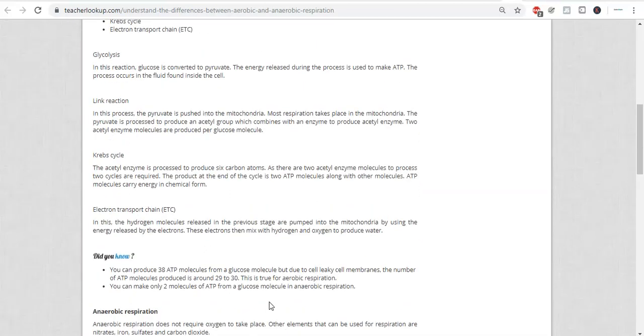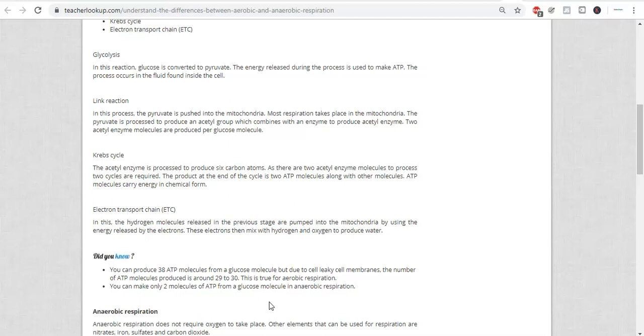Glycolysis. In this reaction, glucose is converted into pyruvate. The energy released during the process is used to make ATP. The process occurs in the fluid found inside the cell.